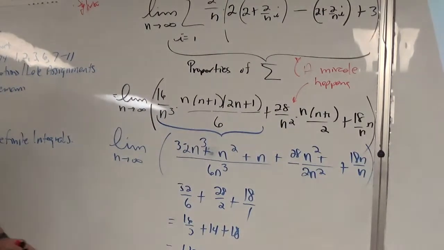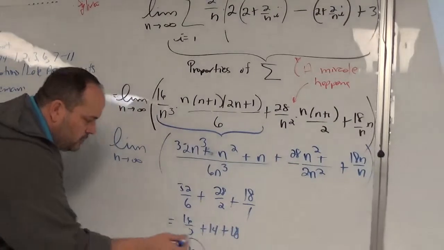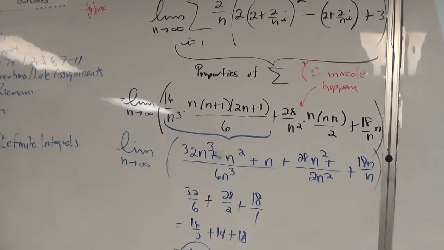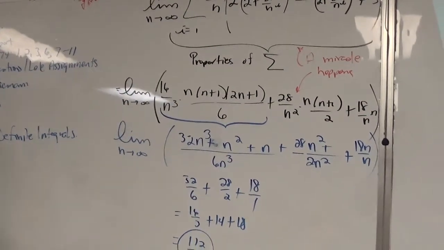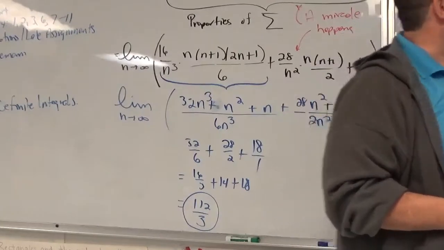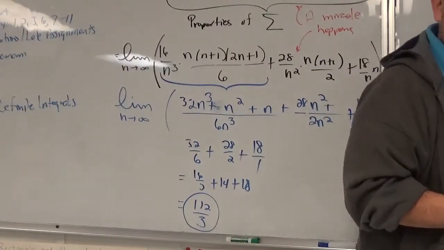Riemann was able to get to 112 over 3 as the exact answer. I'm curious if he's right or if he's wrong. The way we're going to check, hold on, take out your calculator, evaluate that definite integral.